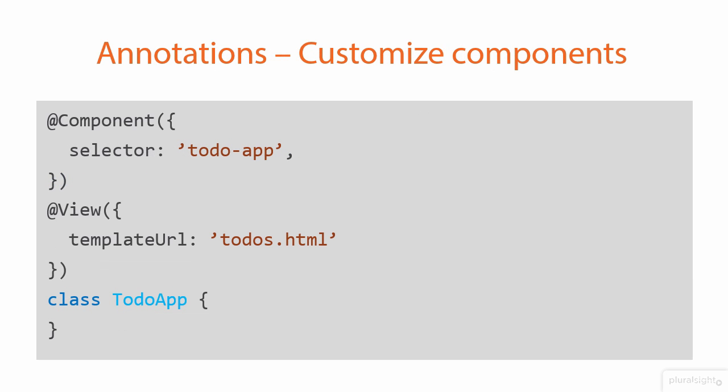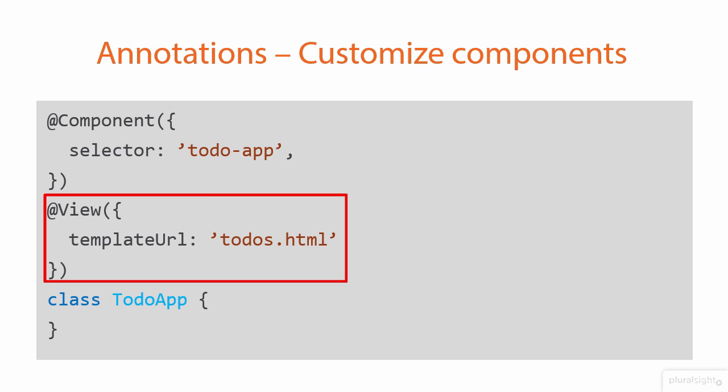The first part are the annotations. And the annotations are how we customize components. The first one is the component annotation, and this customizes this class. It tells Angular that this class belongs to the component. And it also tells Angular that this class has a selector, or the component has a selector of to-do-app.